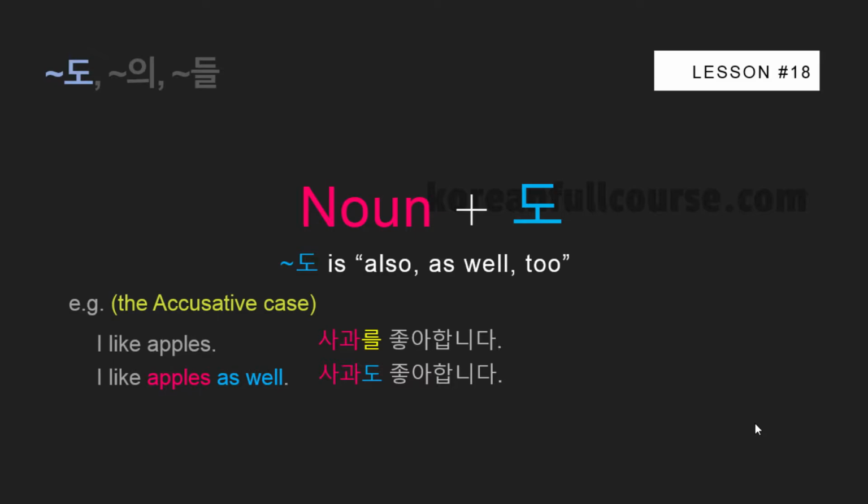And this is an example where a noun is an object and it's in the accusative case. I like apples. 사과를 좋아합니다. I like apples as well. 사과도 좋아합니다. 사과 is still an object, just the accusative case particle 를 is dropped. The particle 도 is simple and easy to understand. Before we move to the possessive particle 의, let's have some practice.